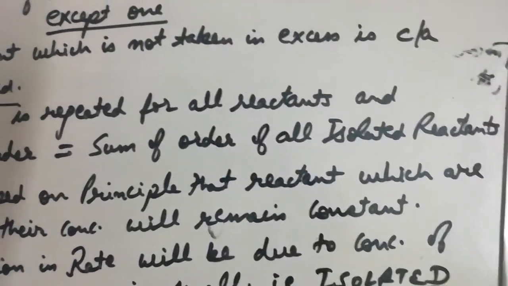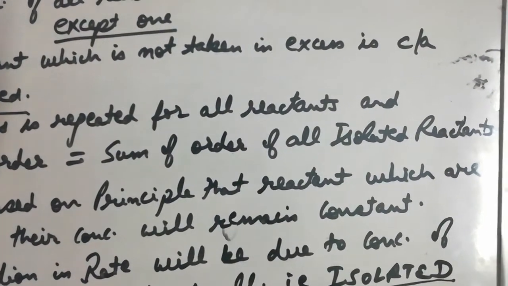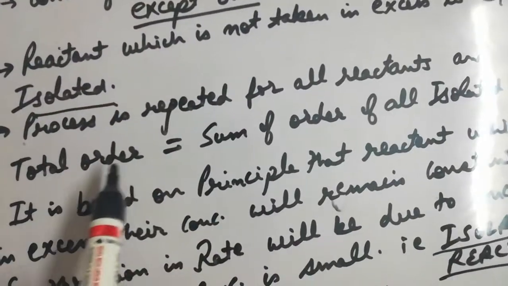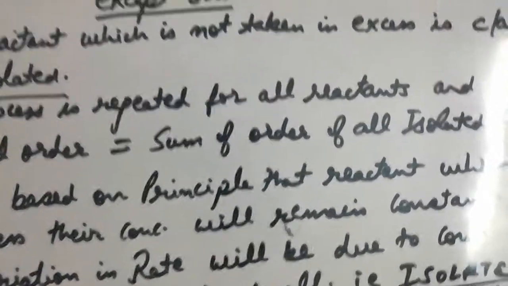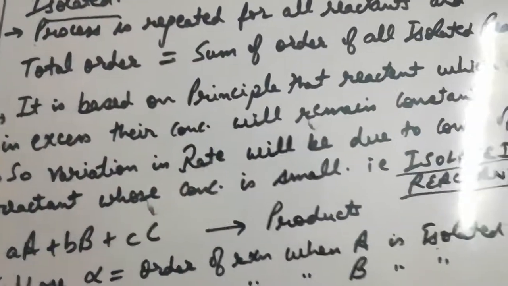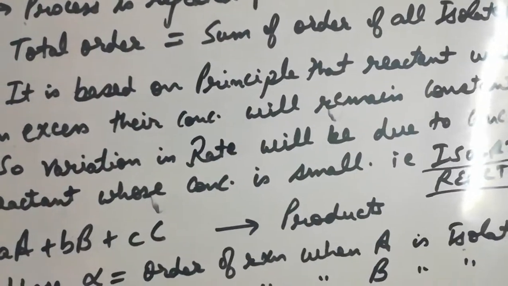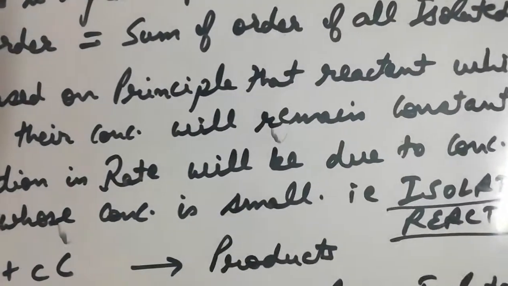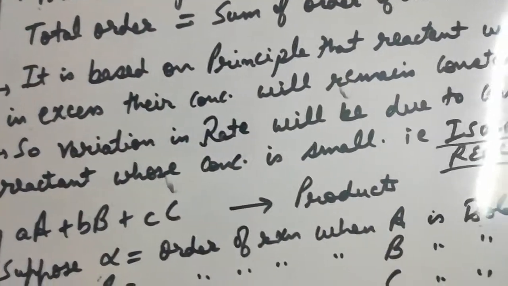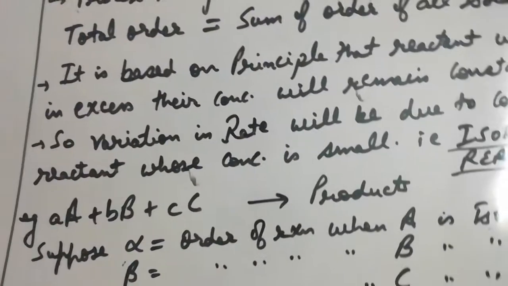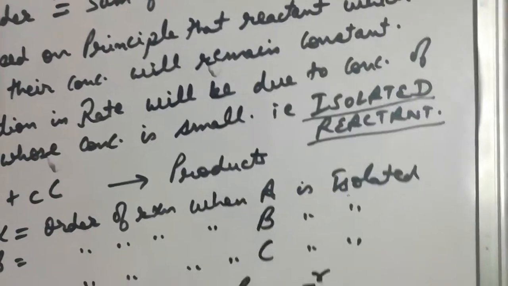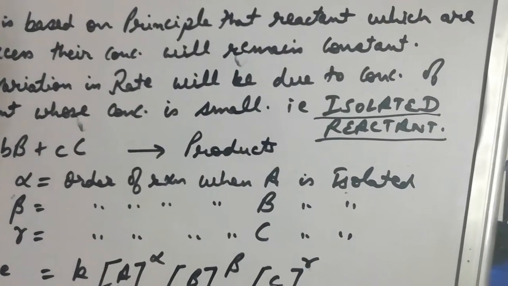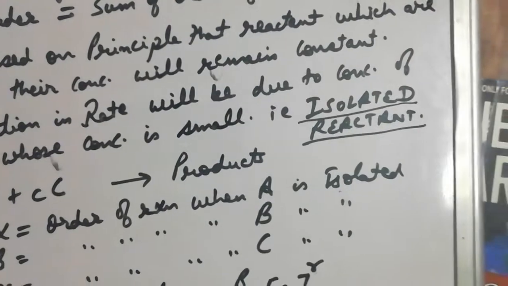That means every reactant is isolated one by one, and then order with respect to that isolated reactant is found out, and then the total order we can calculate by the sum of order of all the isolated reactants. So we can say that it is based upon the principle that reactants which are in excess, their concentration will remain constant. So variation in rate will be due to the concentration of the reactant whose concentration is small, that is the isolated reactant, and we have isolated each reactant one by one. So order with respect to each reactant can be calculated.